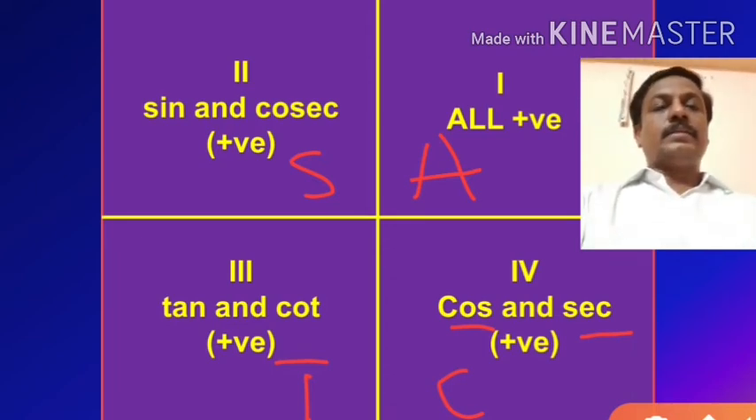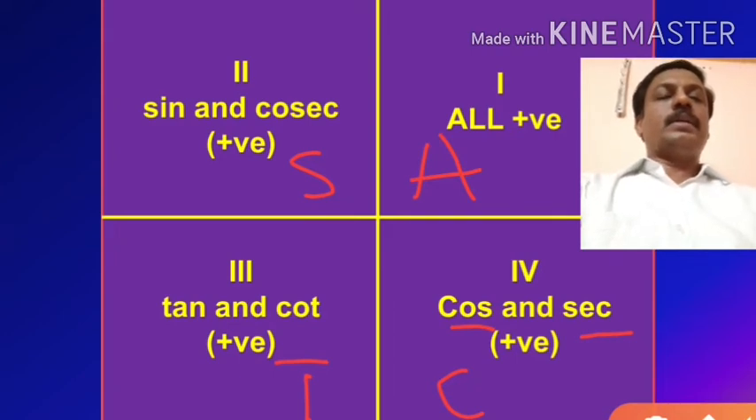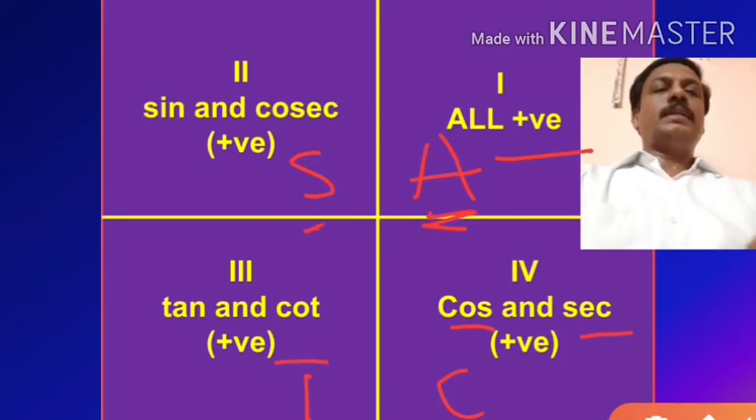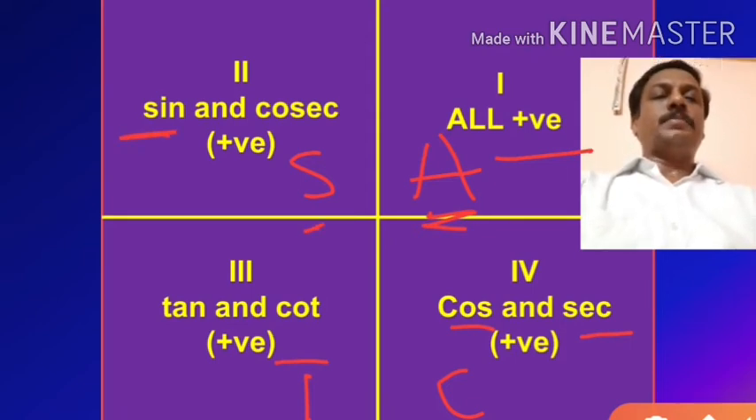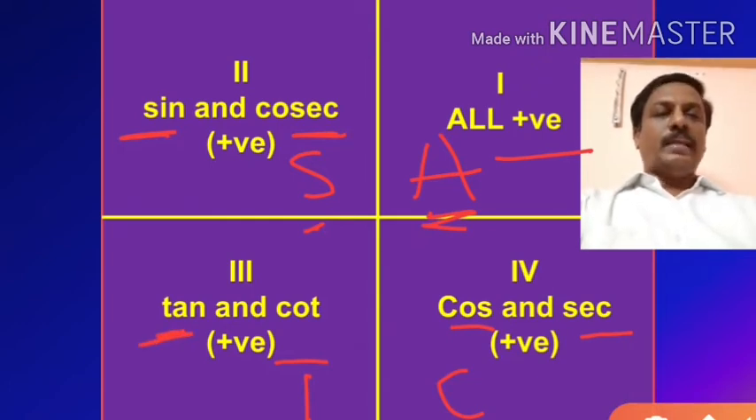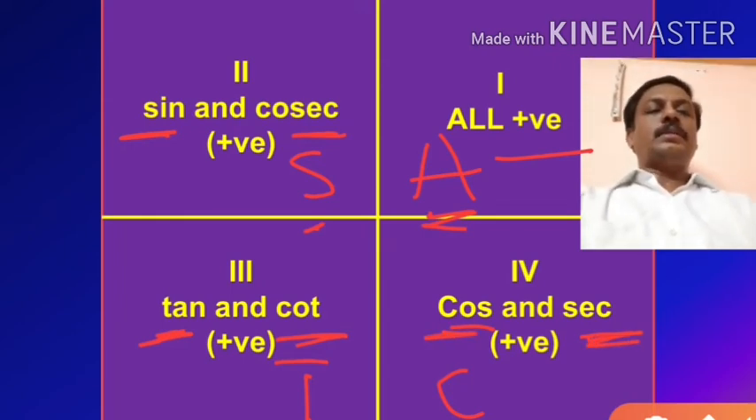ASTC. A is first quadrant, S in second quadrant, T third, C in fourth quadrant. So here A means all positive. S means sine positive. So if sine is positive, then its reciprocal cosec is also naturally positive. So in third quadrant, tan positive. T means tan. So if tan is positive, then its reciprocal cot is also positive. Then C means cos. So if cos is positive, then sec is positive.